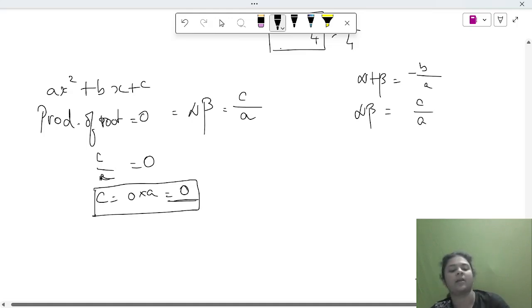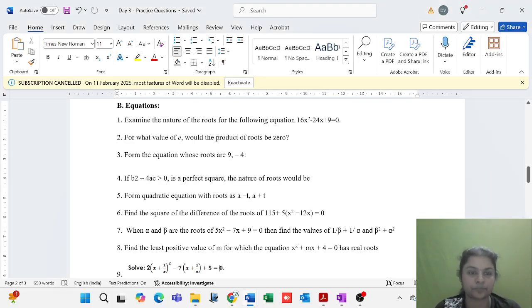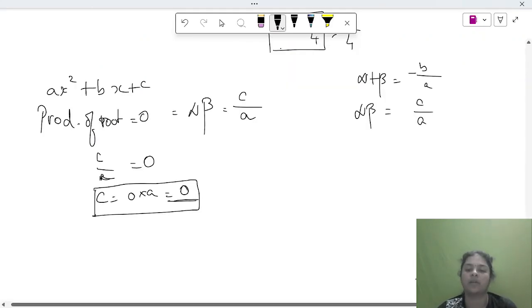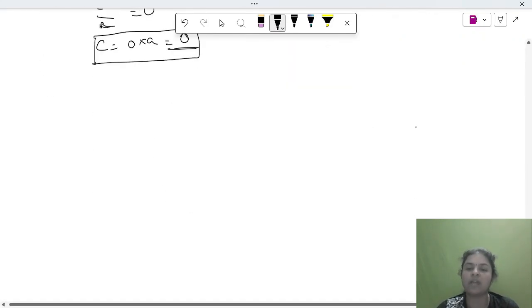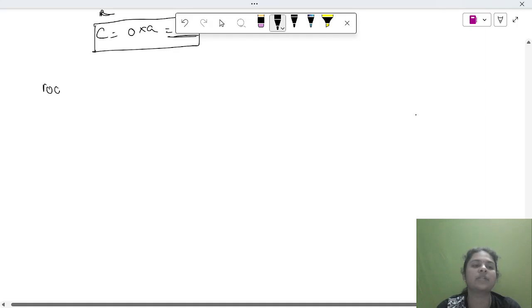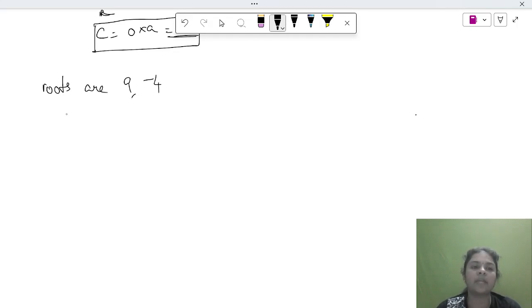Yes? To the third question. Form an equation. Now they are asking you to form the equation whose roots are 9 and minus 4. Very simple. When you are asked to form the equation, we know the rule. The equation is x square minus sum of the roots x plus product of the roots. So x square minus sum of the roots.